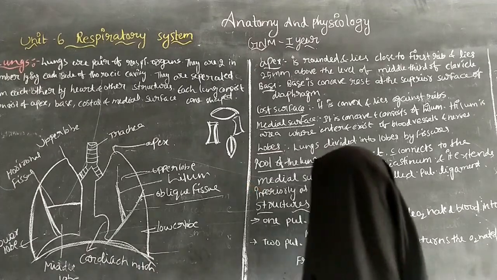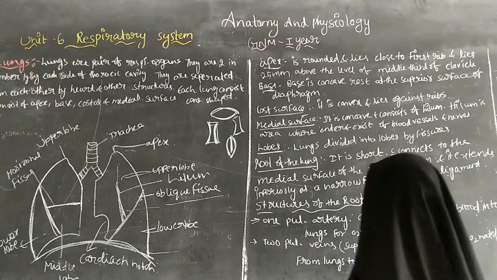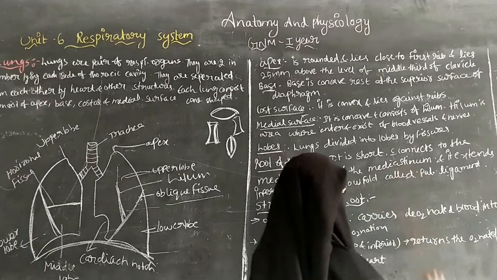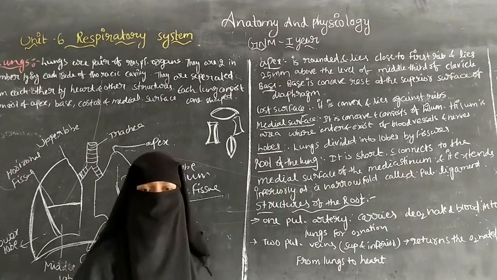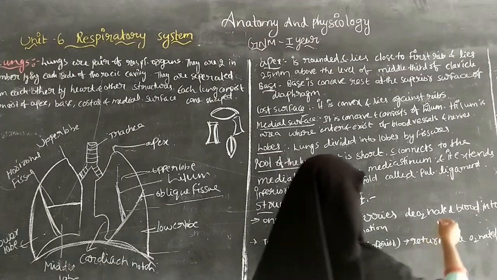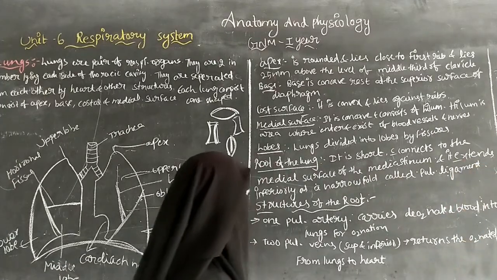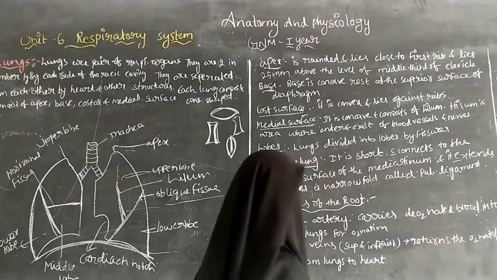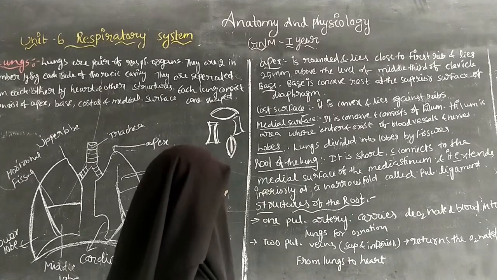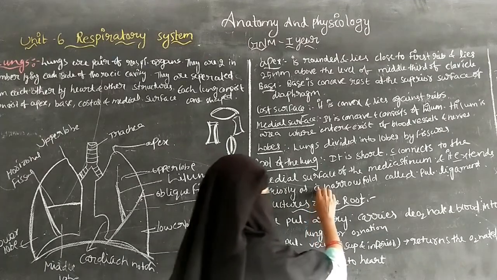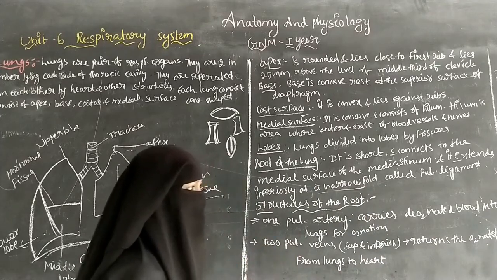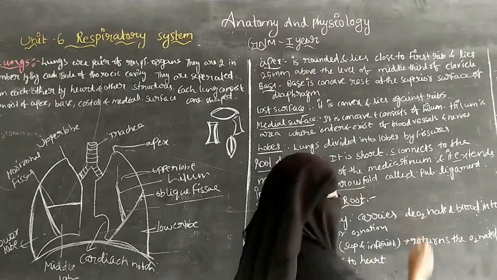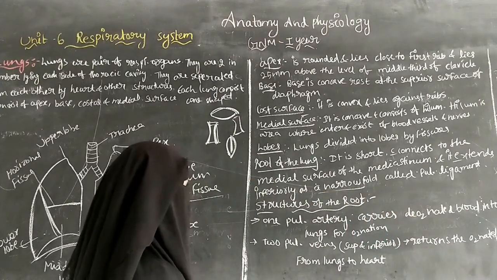So the root of the lung can be short, and it is connected to the medial surface of the mediastinum. The mediastinum is a division of the thoracic cavity, and it extends inferiorly as a narrow fold called the pulmonary ligament. So that is the root of the lung.